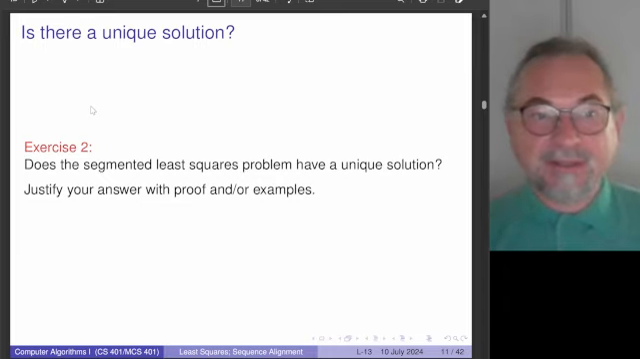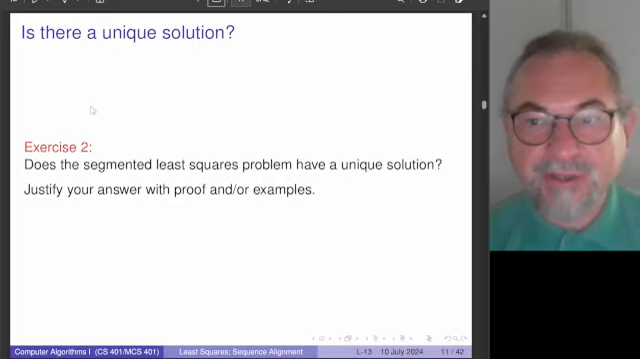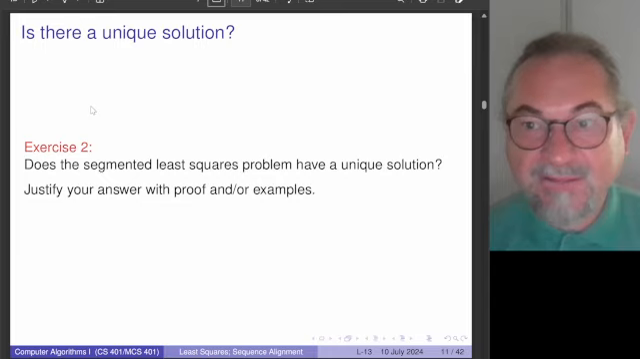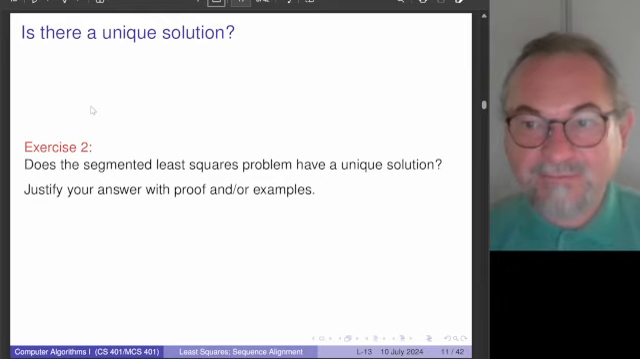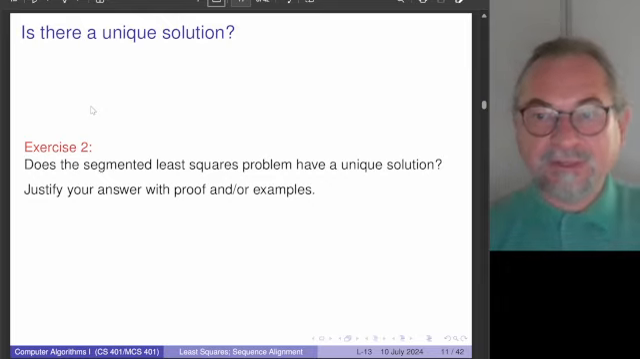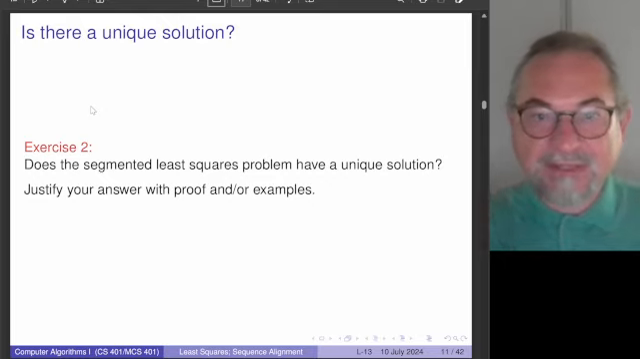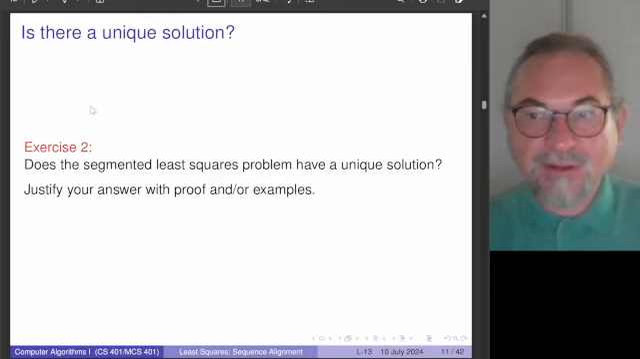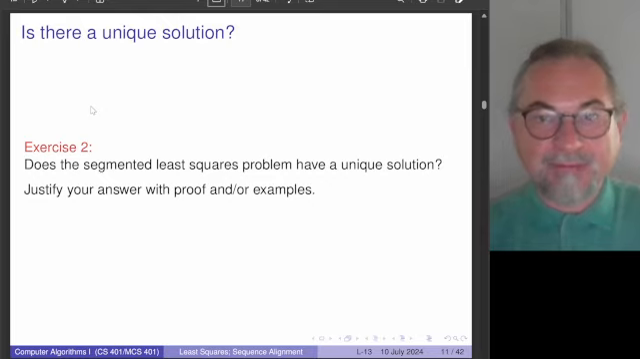Okay, so then does this segmented least squares problem have a unique solution? I actually already gave some extreme values. C infinity gives you the least squares fit with one line segment. C equals 0 gives you another optimal solution essentially, but it depends on the value of C. So that's the solution of the exercise.